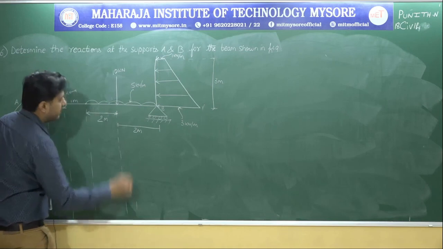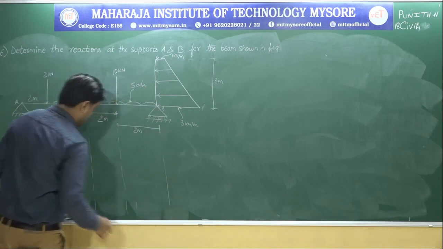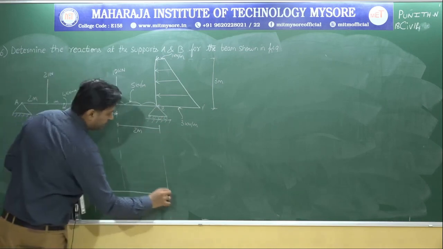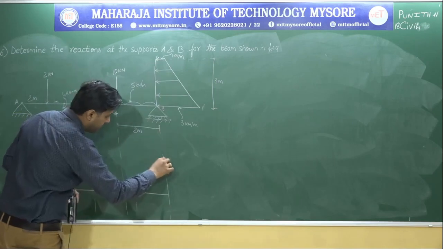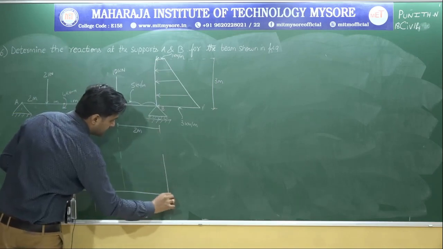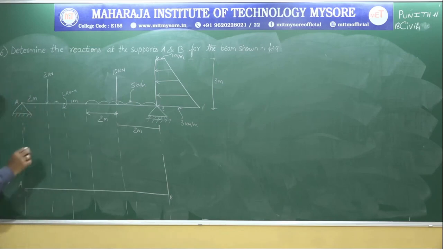As it is a point load, let me mark it here. Okay, so now there is one more vertical beam, so let me mark it like this. Okay, this is B portion, this is A portion. Let me go fast. So this is a hinged support.